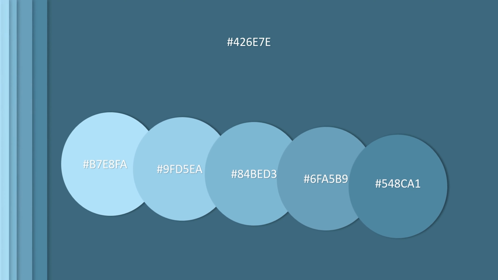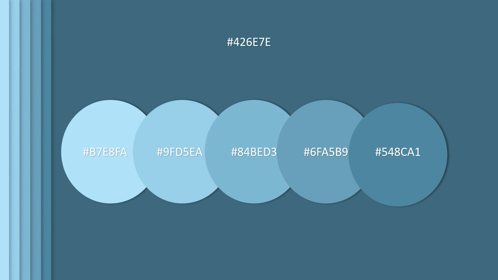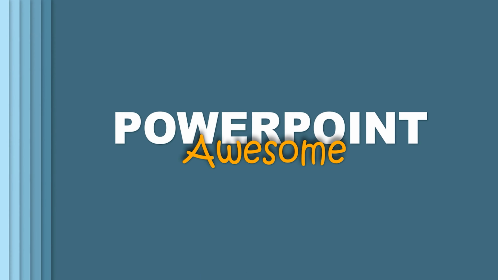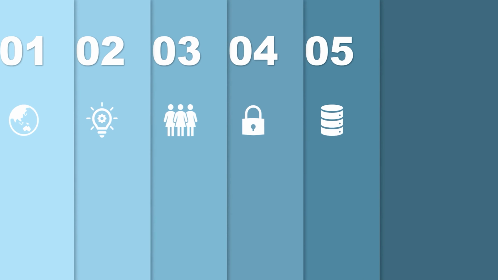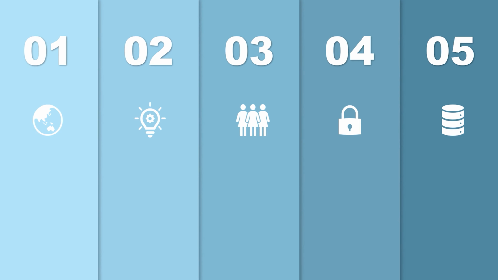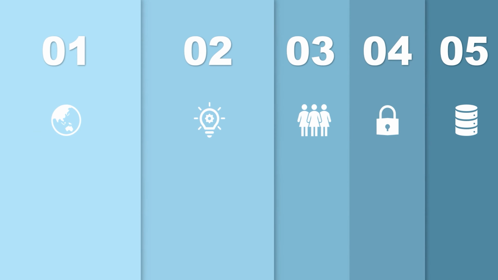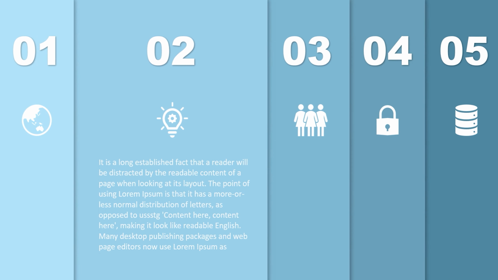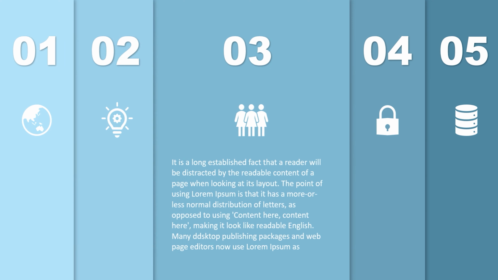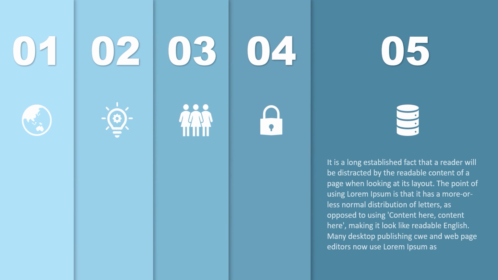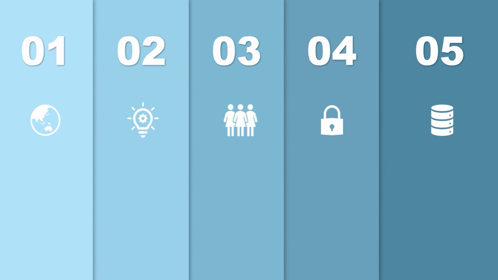Hello everyone, and today we're going to animate a slide in the next minute, and these are the color codes that we're going to use today. And here is the slide that we're going to animate, it looks like this. For example, we have a 5-step or some kind of 5 elements that we want to show to your audience or viewer to help them catch up with what you are talking about.